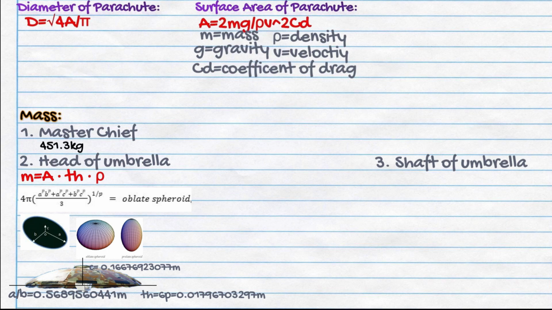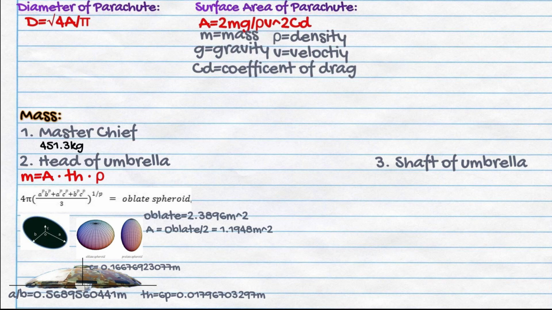So we plug in our numbers and we get an answer of 2.3896 meters squared. And we'll divide this by 2 because we only have the upper half of our ellipsoid. And so we get a surface area of our umbrella that we are working with of 1.1948 meters squared. So now that we have the surface area, we can plug it into our mass equation.